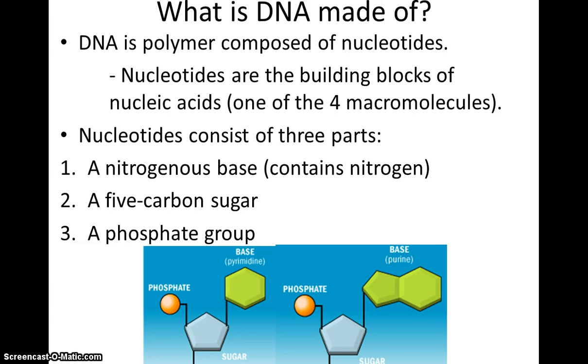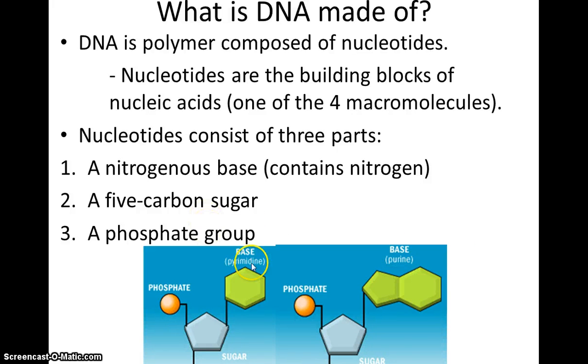So DNA is composed of nucleotides. So DNA was one of our examples of a nucleic acid, and that was one of our 4 major macromolecules, the others being proteins, carbohydrates, and lipids. So again, DNA is a nucleic acid. And since DNA is a nucleic acid, it is going to be a polymer that's made up of nucleotides, or building blocks of nucleic acids.